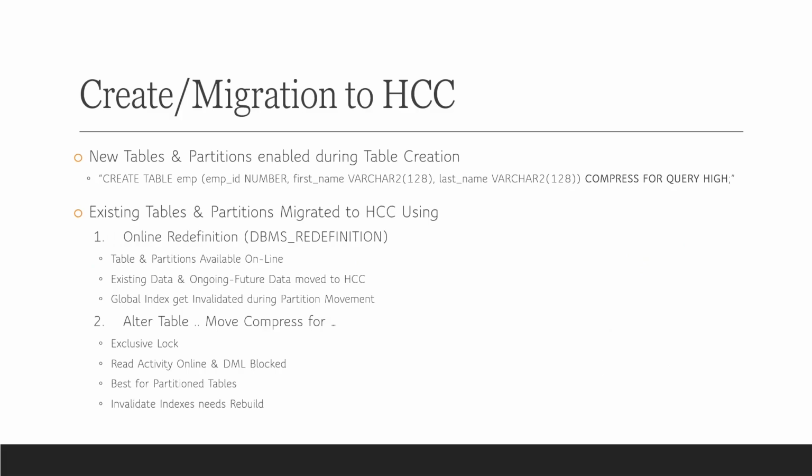Now we will look at how to create or migrate data from normal storage to hybrid columnar compression. If you are creating a new table, then you can specify the compress for query high, query low, archive high or archive low option when you create the table. Based on this compress for parameter, it will choose the appropriate HCC compression type and the algorithm that will be used. So it is like create table, table name, then you include the fields and whatever you want, and then add compress for query high at the end.